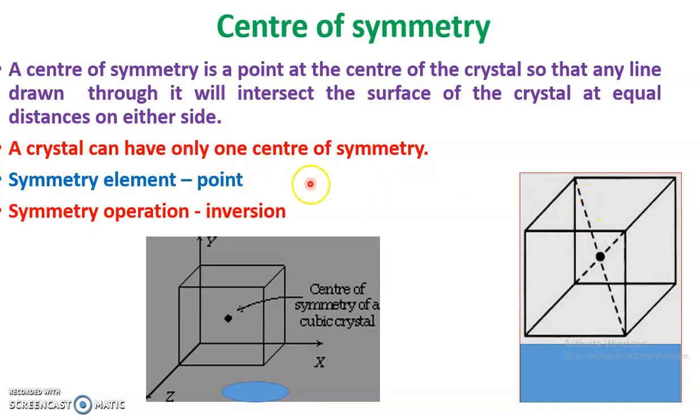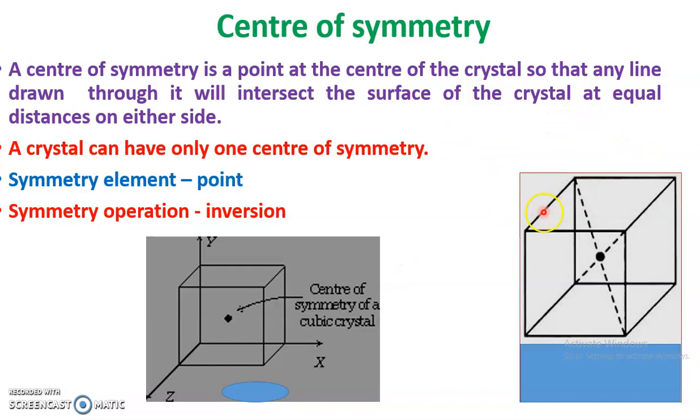A crystal can have only one center of symmetry. A crystal can have a number of planes of symmetry or axes of symmetry, but only one center of symmetry. The symmetry element is a point, and the symmetry operation is inversion. This is the operation which we carry out to find whether the crystal has a center of symmetry.